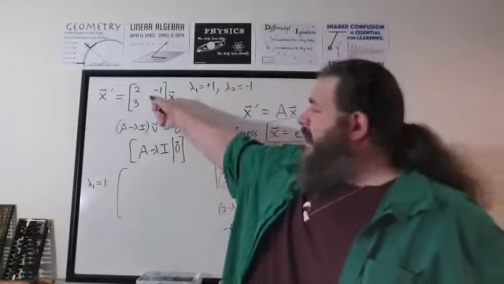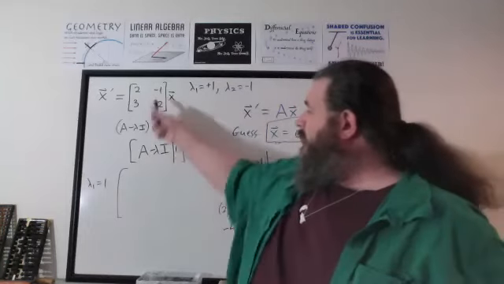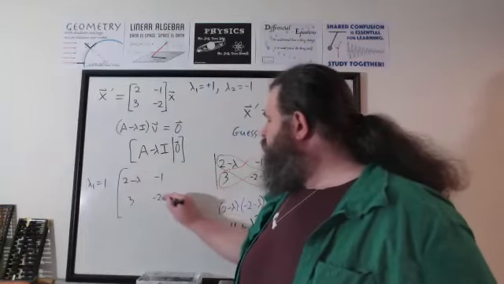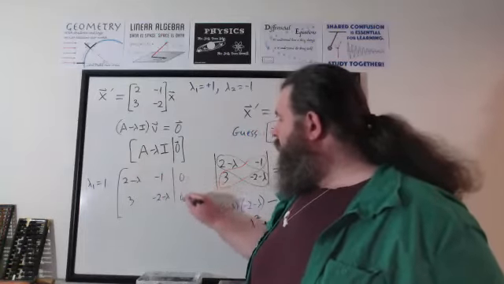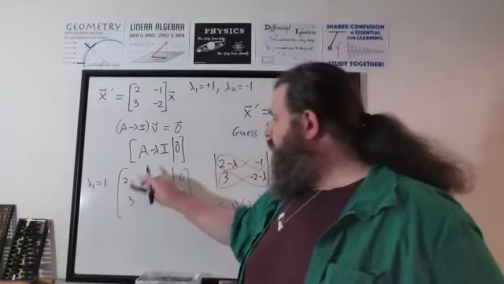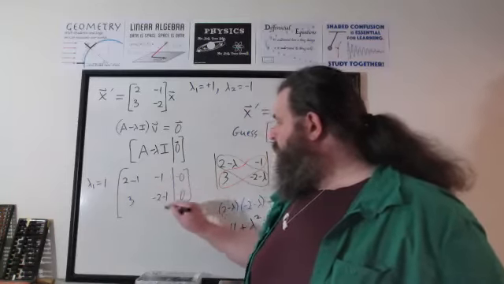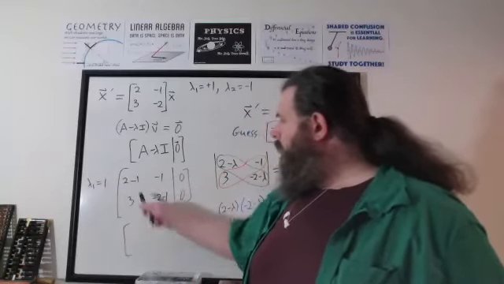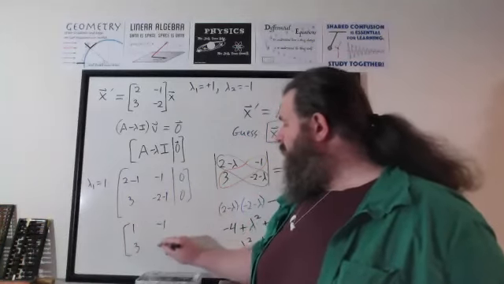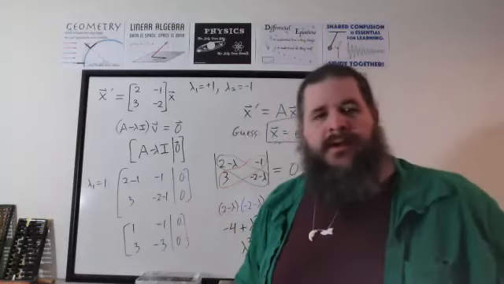So we're going to write out A minus lambda I. That is, we're subtracting lambda from everything on the main diagonal, augmented with the 0 vector. And in this case, we're specifically using 1 for lambda. So every lambda we can replace with 1. 2 minus 1, negative 1, 3, negative 2 minus 1. And we're going to row reduce this.